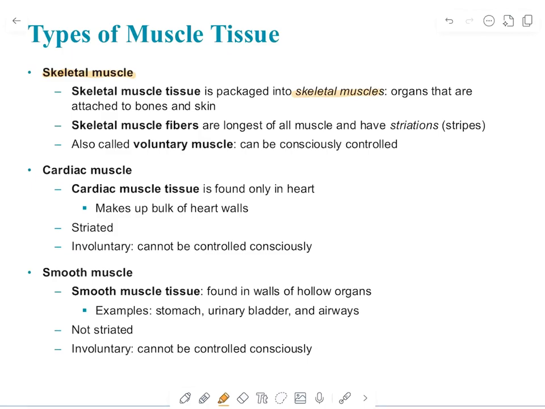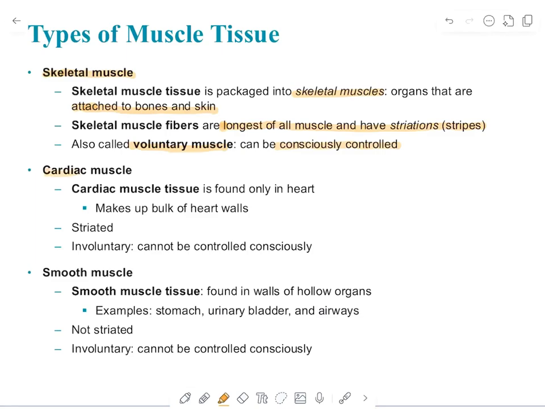the skeletal muscle tissue, and those are organs that are attached to the bone as well as the skin. Skeletal muscle fibers are the longest of muscles, and they have striations, which are stripes in the muscle that we can see under the microscope. Skeletal muscle is voluntary, which means it's consciously controlled, and we have to make a decision to actually contract it. The other two types are not consciously controlled, so they are what we call involuntary.